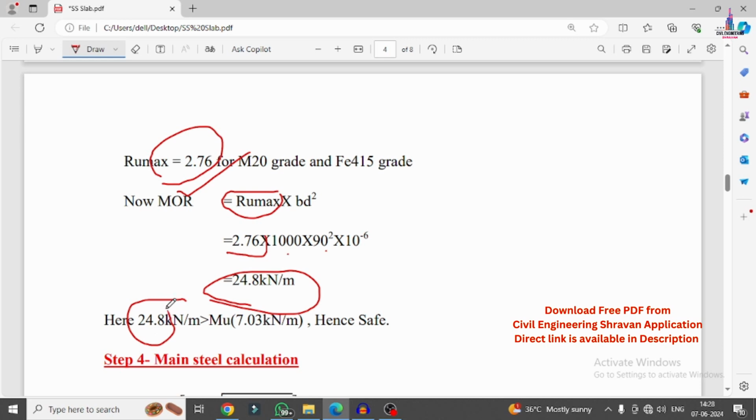Now we have calculated the bending moment value as well as the moment of resistance. Here we calculated the moment of resistance as 24.8 kilonewton meter, which is greater than the bending moment value of 7.03 kilonewton meter. So hence it is safe as per the moment of resistance value.